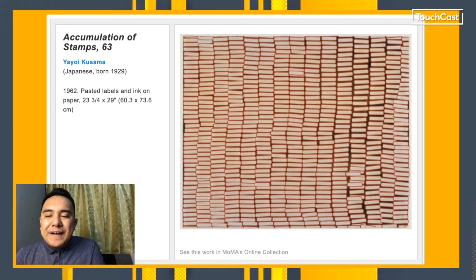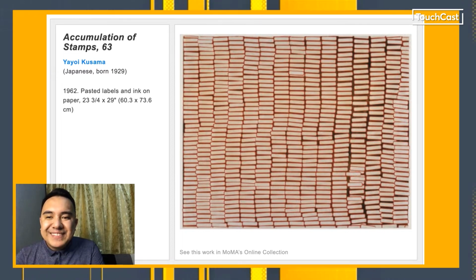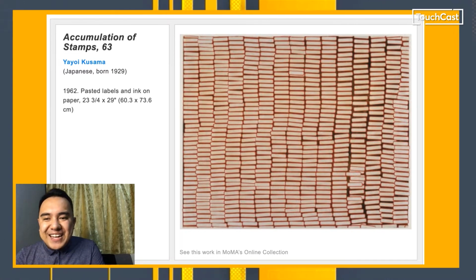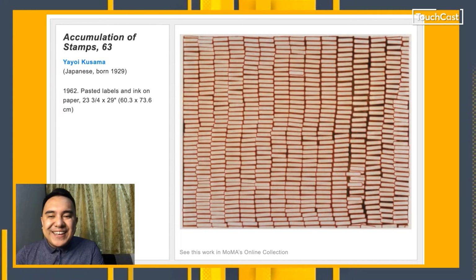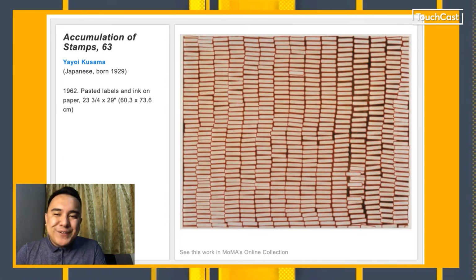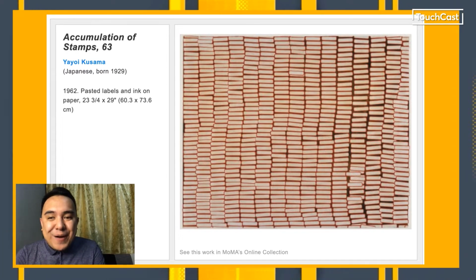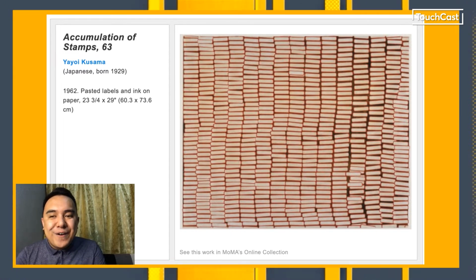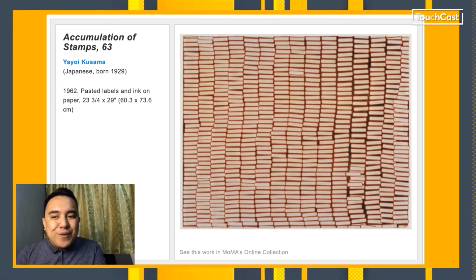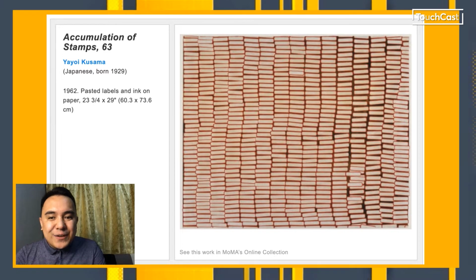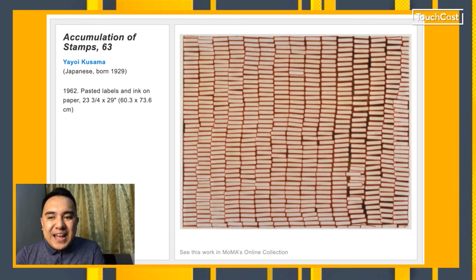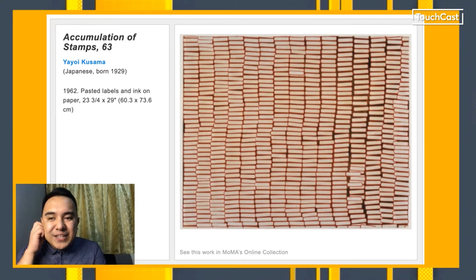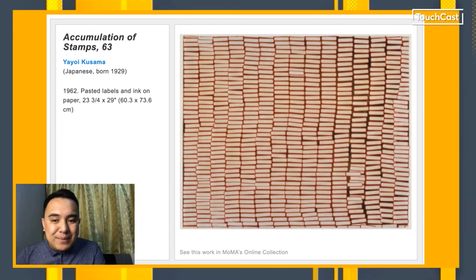All right. Actually, Kusama made this collage by placing, guess what? Individual adhesive labels on brown paper that she had covered with an even wash of black ink. So you can see that behind that there are black inks, and then these are actually individual adhesive labels.